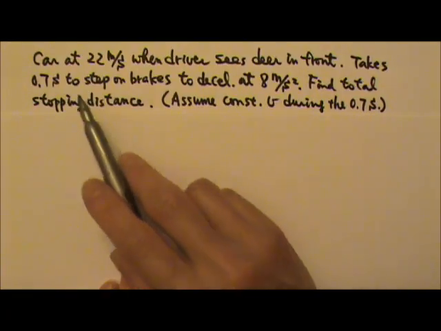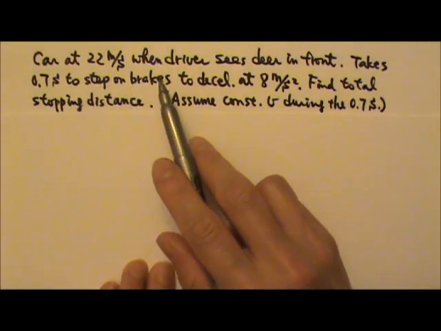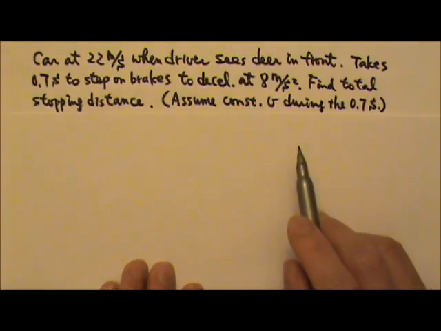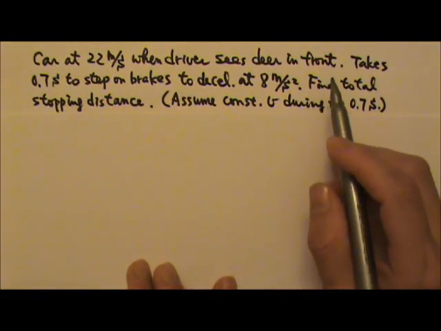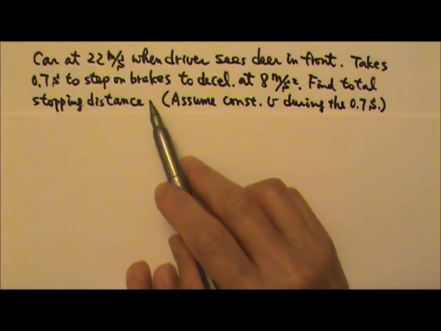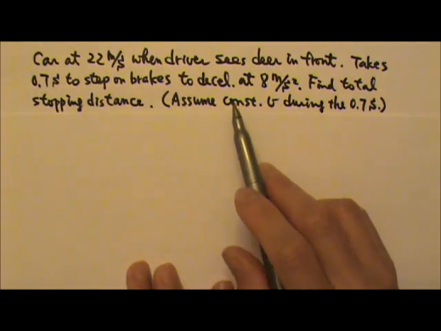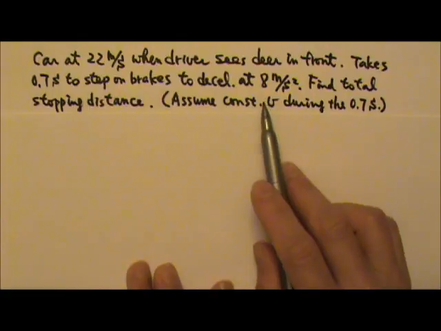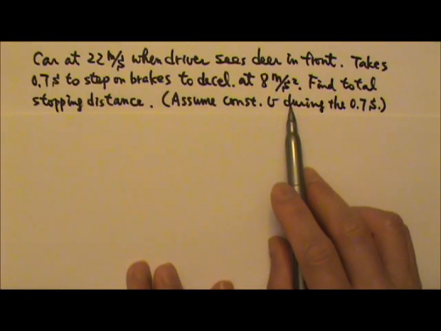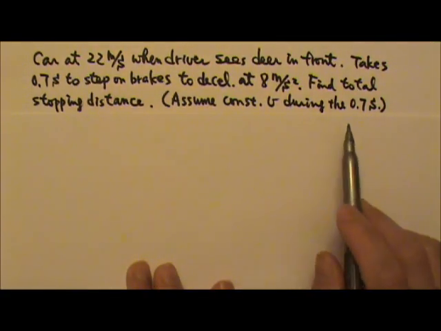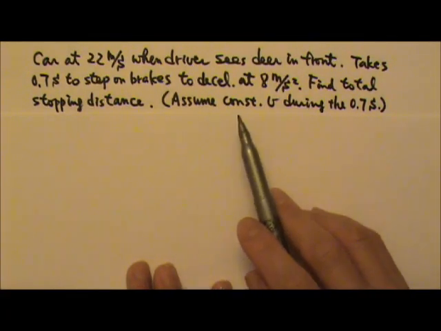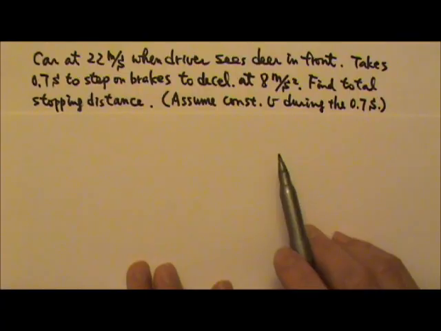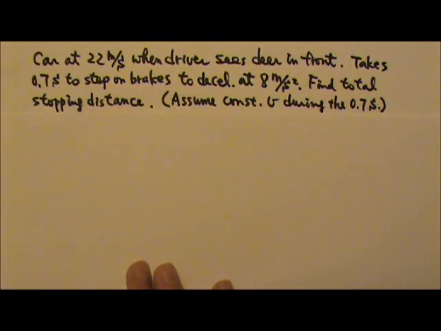A car is traveling at 22 meters per second when its driver sees a deer in the middle of the road in the front. It takes him 0.7 seconds to actually step on the brakes, after which the car decelerates at the rate of 8 meters per second squared to a stop. How far does the car travel before coming to a stop? We'll assume that the car travels at a constant velocity before the brakes are stepped on.